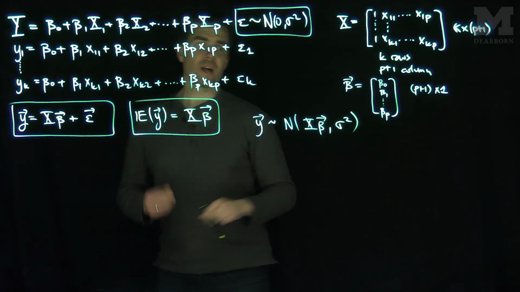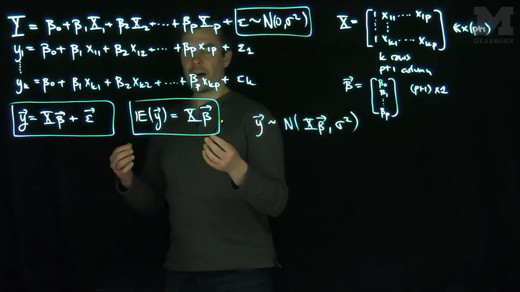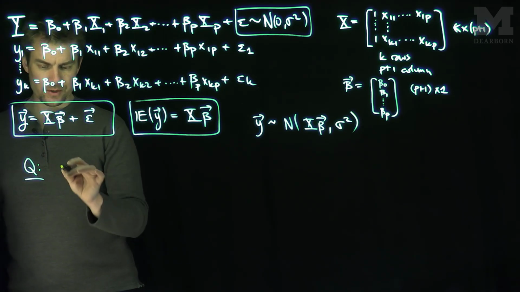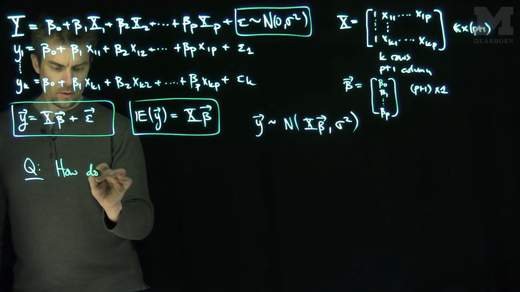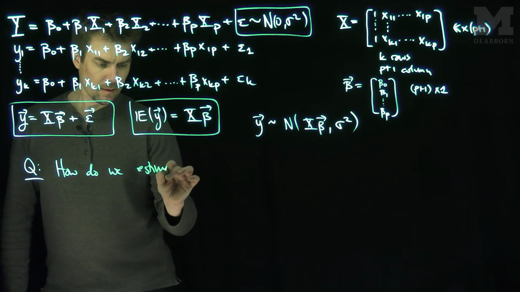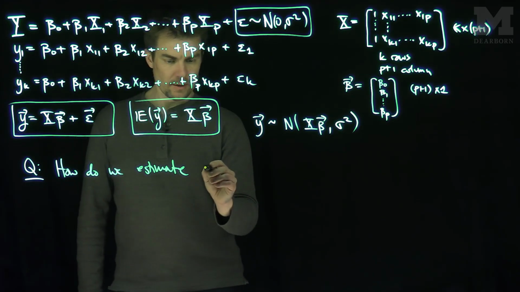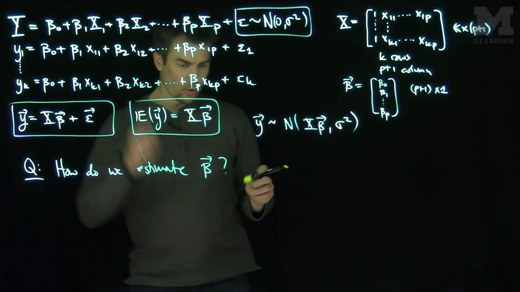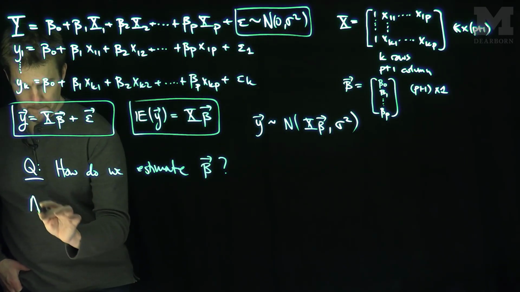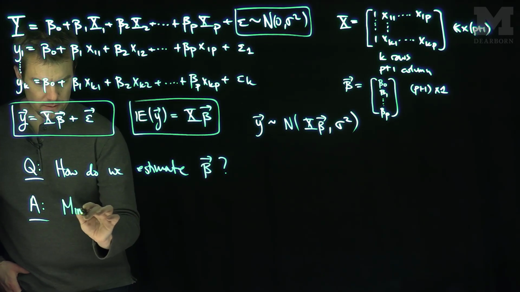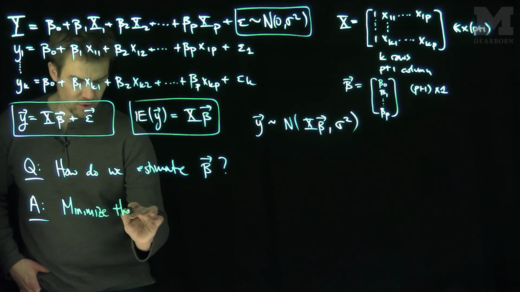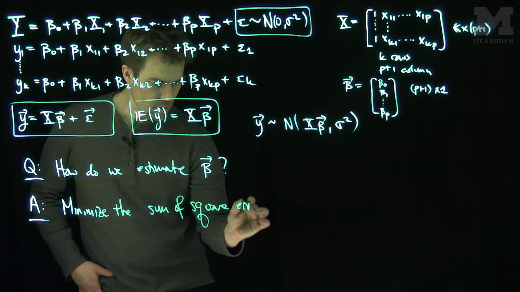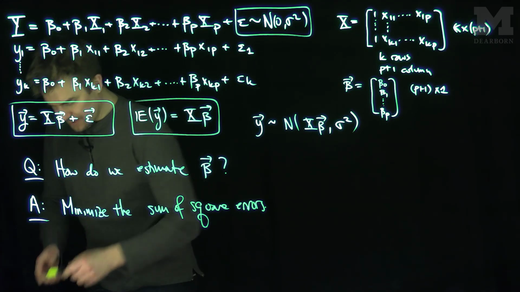Okay, excellent. And so now the question for us is, how can I find an estimate for the betas? The question of MLR, multiple linear regression, is how do we estimate these coefficients beta? And the answer to that is we're going to minimize the sum of square errors. What do I mean by that? I'm going to consider this equation over here.